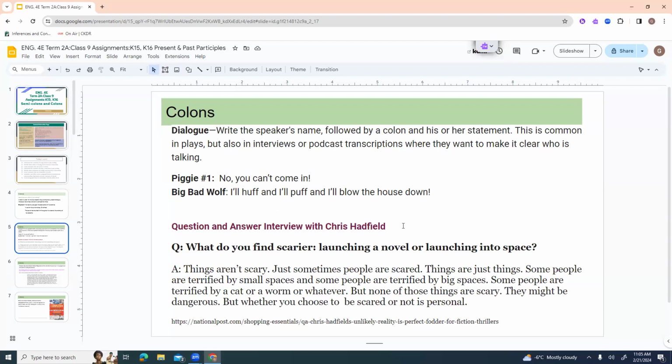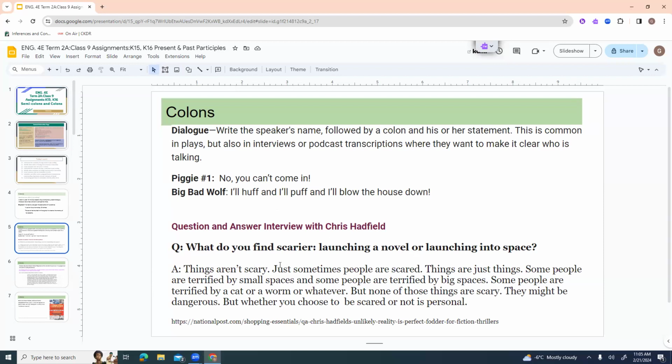You'll also see it in magazines where someone's doing an interview with somebody. They may put the person's name, or like this one, they've just put Q&A. So the question, with a colon, is: What do you find scarier, launching a novel or launching into space? And Chris Hadfield's answer, Chris Hadfield is a Canadian astronaut.